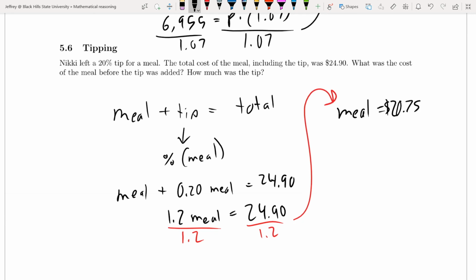So now, how much was the tip? Well, if we look at the first equation, we actually know the meal and the total. So if we subtract those, we should be able to get the tip. So if I take $24.90 minus 20.75, that should give me my tip of $4.15.